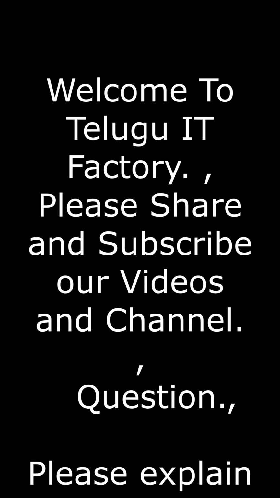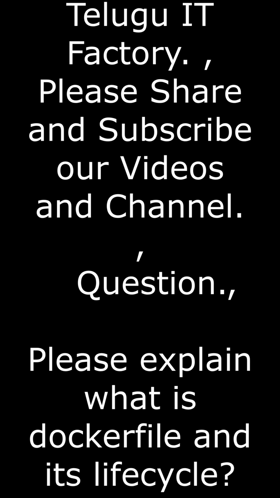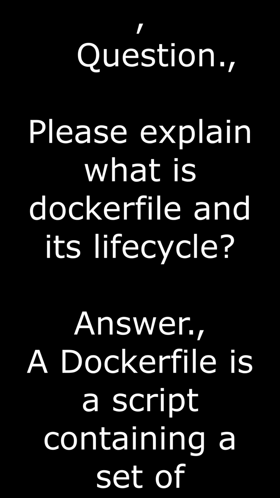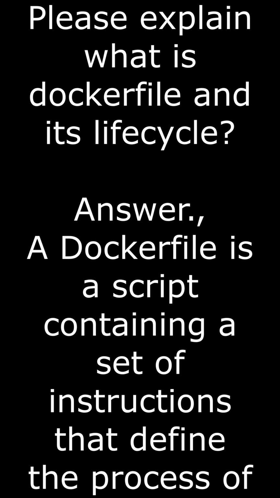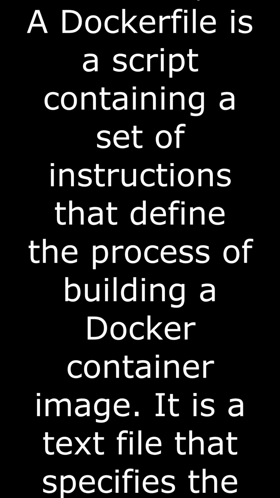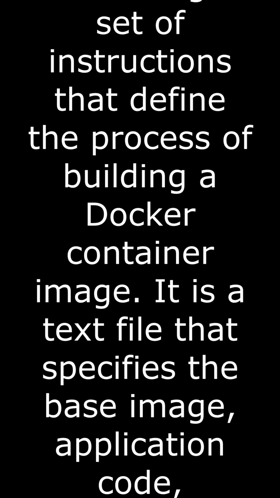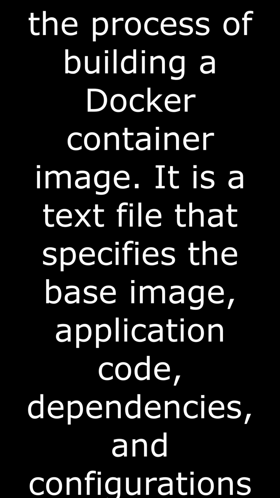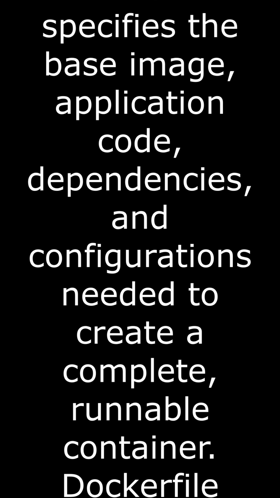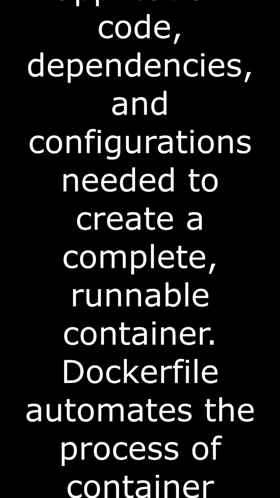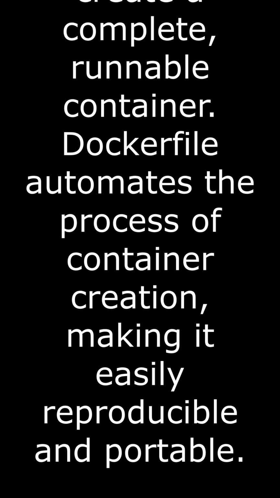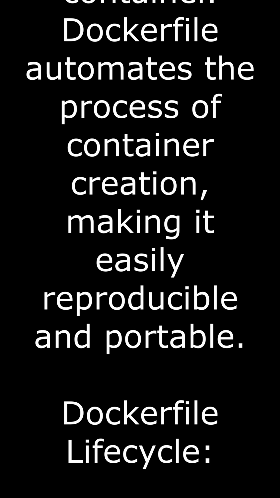Question. Please explain what is Dockerfile and its lifecycle? Answer. A Dockerfile is a script containing a set of instructions that define the process of building a Docker container image. It is a text file that specifies the base image, application code, dependencies, and configurations needed to create a complete, runnable container. Dockerfile automates the process of container creation, making it easily reproducible and portable.